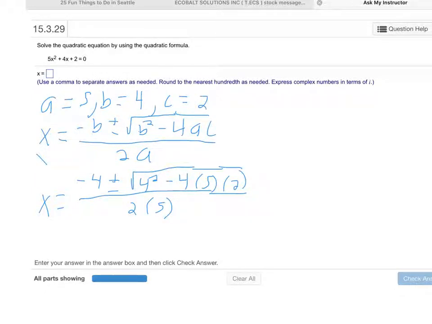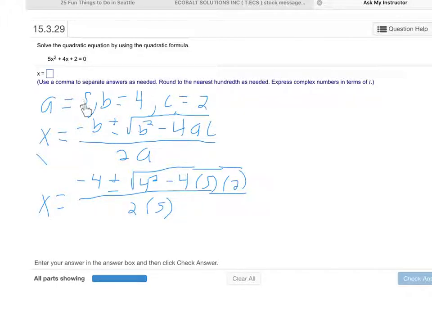Oh, I received your question. You want to solve this quadratic equation using the quadratic formula: 5x squared plus 4x plus 2 equals 0. Use commas to separate the answers, round to the nearest hundredths, and express in terms of i.